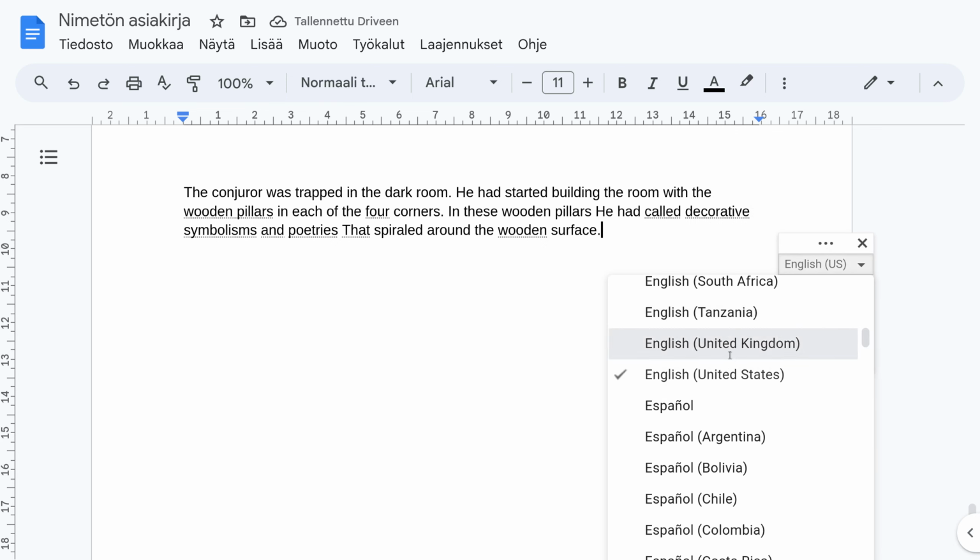Okay, so I'm gonna write it like this. We're gonna take this software, this is called Focuswriter, and we are going to proofread it a paragraph at a time. The Conjurer was trapped in the dark room. He had started building the room with wooden pillars in each of the four corners. I'm going to break the rules a bit over here. In these wooden pillars the Conjurer, so we kind of understand who we are talking about, had carved decorative symbolisms and poetries that spiraled around the wooden surface.